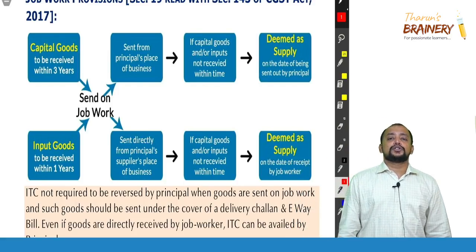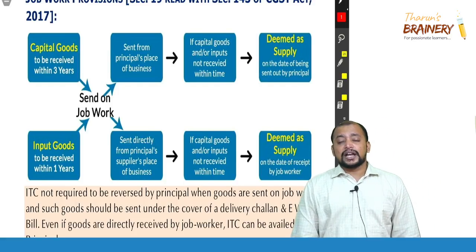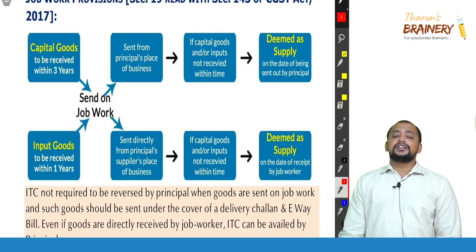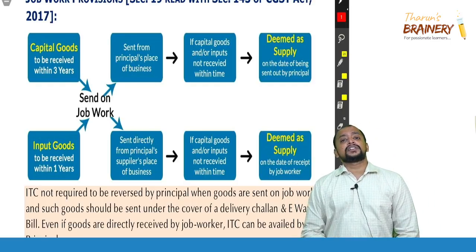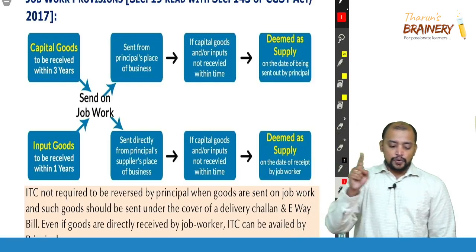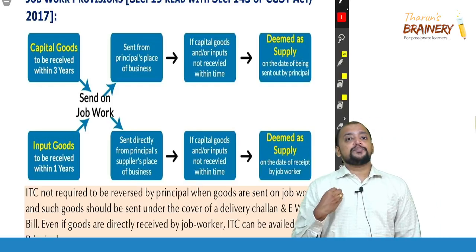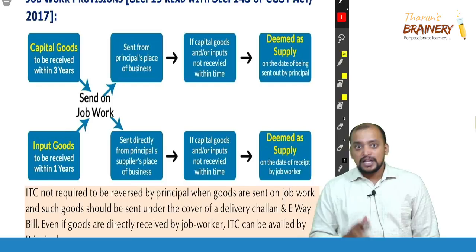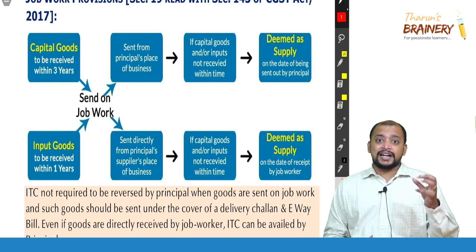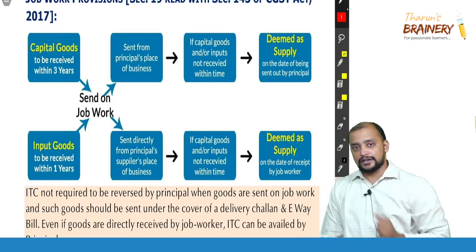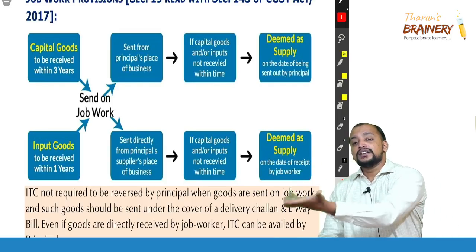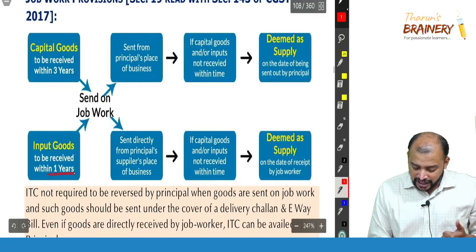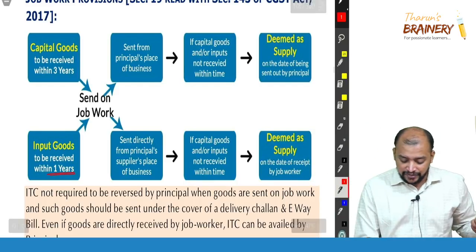Now we are moving on to section 19. Section 19 deals with job work provisions. So it's very simple. Section 19 should be analyzed in accordance with section 143. So what does section 19 say? I am purchasing some capital goods and I am receiving some inputs. So this purchase of inputs and capital goods is sent to a job worker. And from the job worker's place, the processed goods should be returned within 1 year, and capital goods should be returned within 3 years.